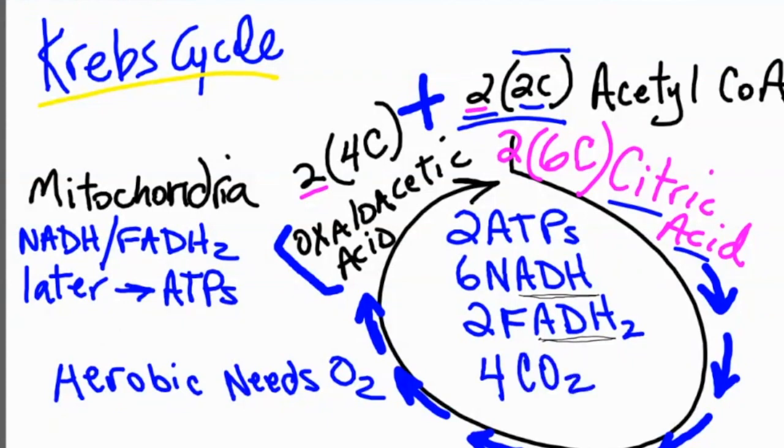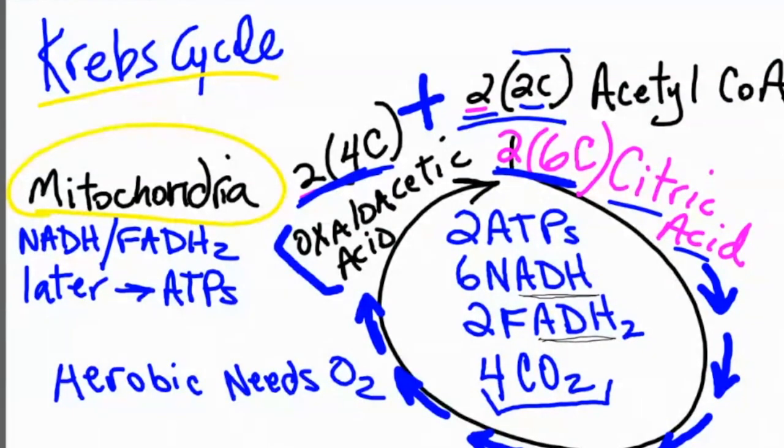Now I can show you how to count this number so you don't mess it up. How many carbons total here? 2 times 6, 12. Over here, 2 times 4. What is 12 minus 8? We're subtracting 8 from 12. We get 4. Whenever we have extra carbons that we removed, what do we turn them into? CO2, our waste product.